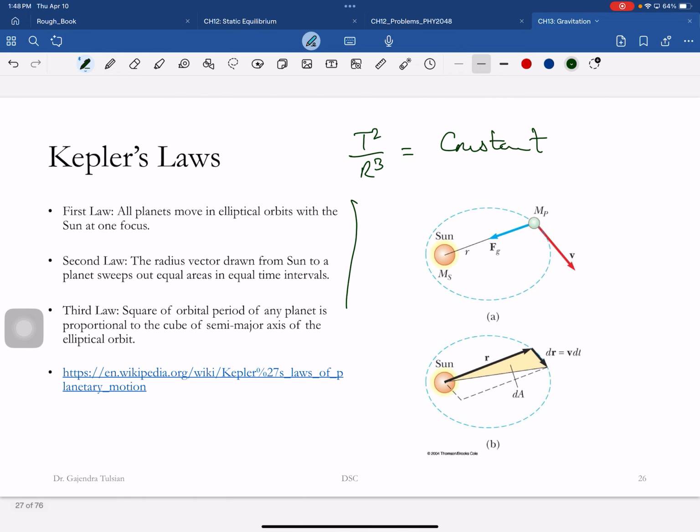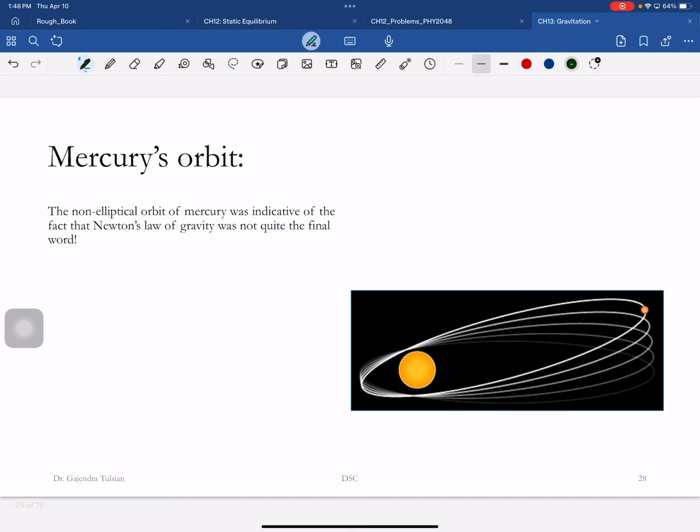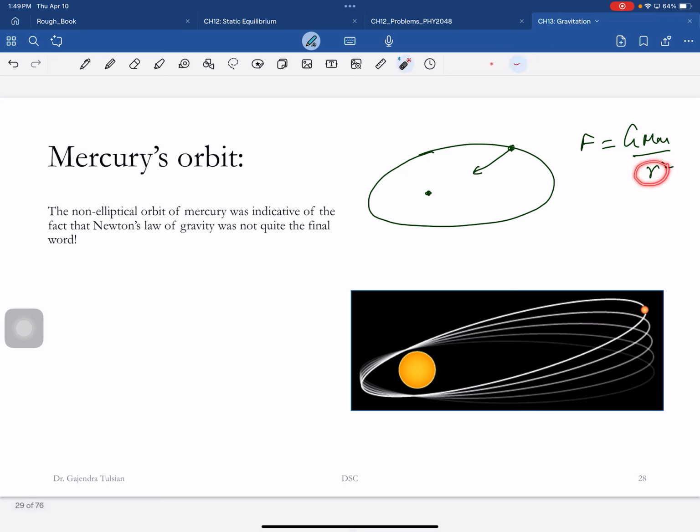Okay, so those are Kepler's three laws. You can read the rest. So what Mr. Newton showed was that if the force between these two objects is central and goes as G over r squared, an inverse square law, then you get a closed orbit. It'll be an elliptical orbit and the object will go around like that forever.